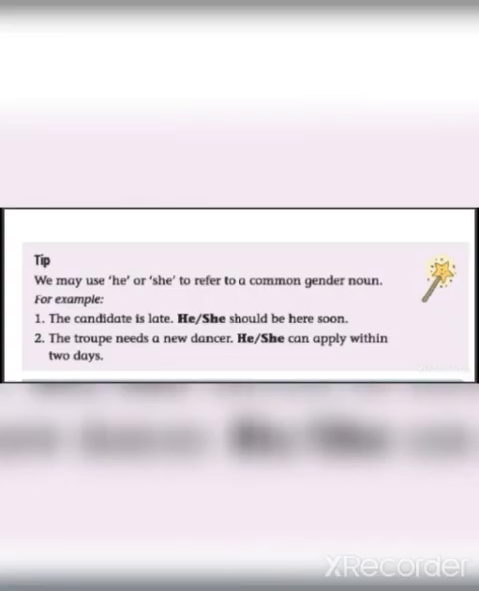Tip. We may use he or she to refer to a common gender noun. For example, the candidate is late. He or she should be here soon. So the candidate may be a male or female. So according to that, we are using he or she.